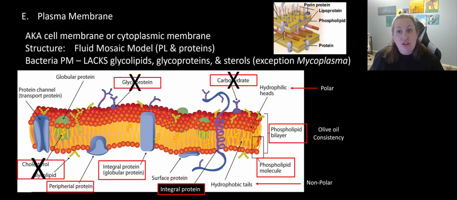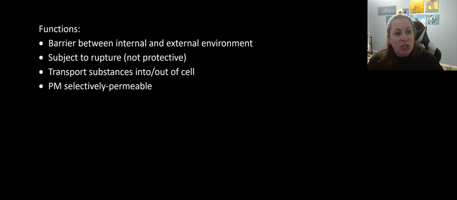So what's the function of the plasma membrane? Well, the function is that it acts as a barrier between the inside and the outside of the cell. So it separates the internal environment from the external environment. We also see that it is subject to rupture, so it's not actually protective like the cell wall is protective. If too much fluid gets inside the cell and it expands, the plasma membrane will rupture or burst, kind of like putting too much water in a water balloon. The cell wall helps prevent this.